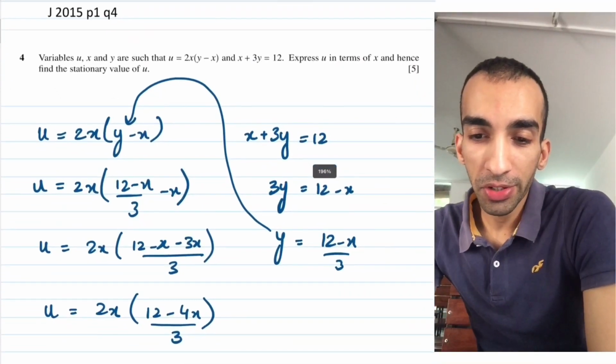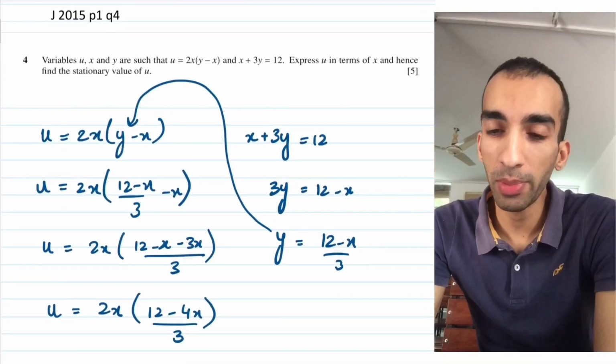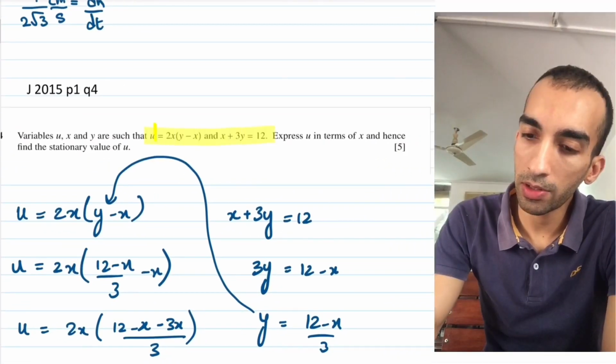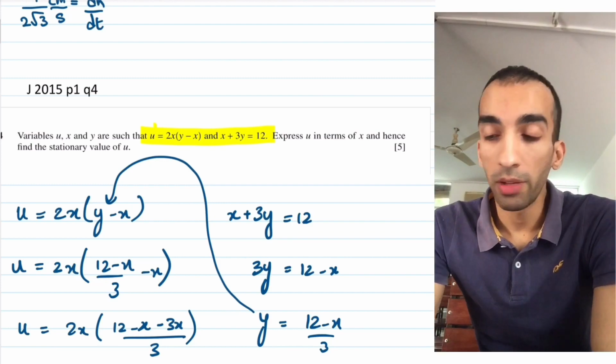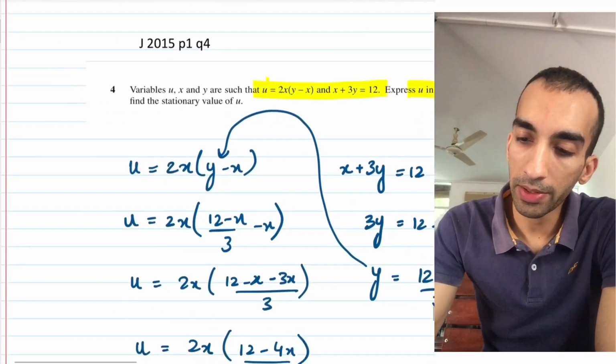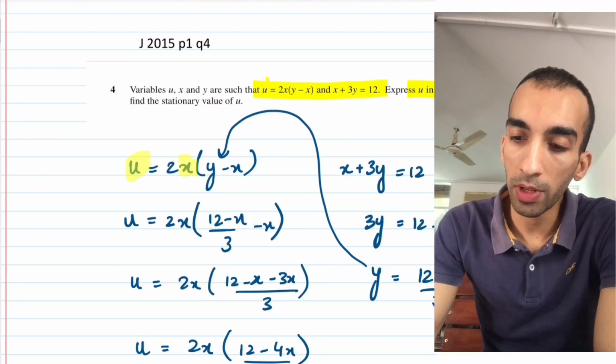A-level differentiation, this is a bonus question. June 2015 P1 question before. The variables u, x and y are given. Is reminiscent of O-level simultaneous equations. Express u in terms of x. It's basically saying u should only have the variable x.